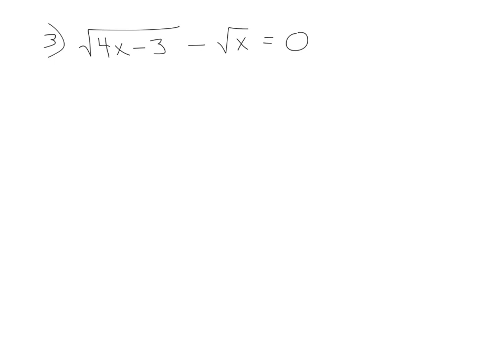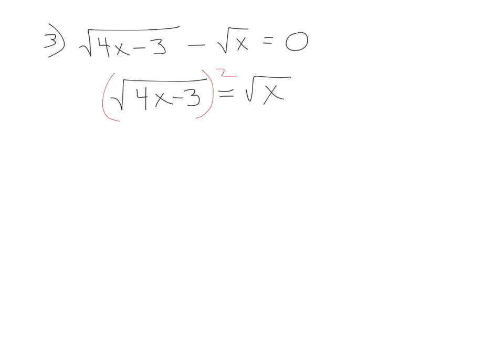Okay, I have to get the radical alone. This time there are 2 radicals. So get one of them alone on one side. So let's move this one to the other side. So instead of minus, we're going to add. So I have the square root of 4x minus 3 equals the square root of x. I just added it to both sides. Okay, my radical is isolated.